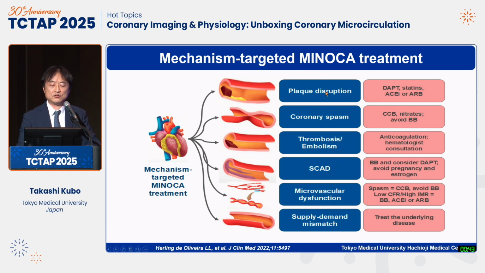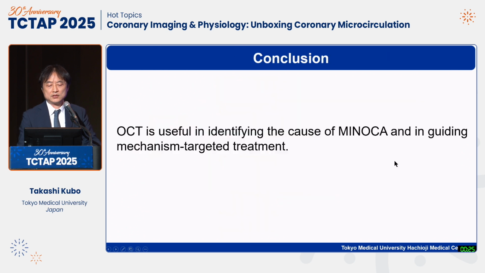For example, rupture allows DAPT, statins, ACE inhibitors, ARB. Spasm, calcium blocker. Thrombosis, anticoagulant. SCAD, beta blocker, or PCI to the entry. So, conclusion, ladies and gentlemen: OCT is useful in identifying the cause of MINOCA and in guiding mechanism-targeted treatment. Thank you for your attention.